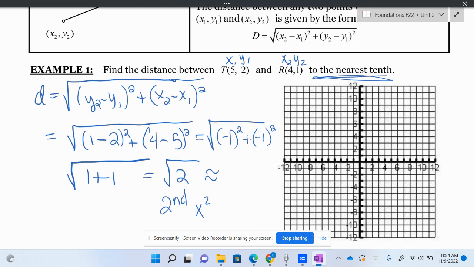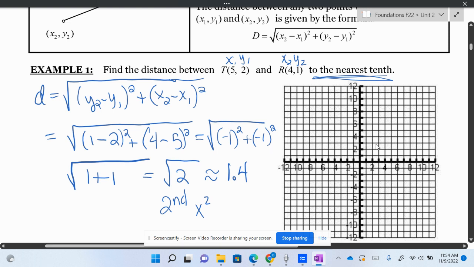So what is the square root of 2? It's 1.4. Notice that I use squiggly equals. What does that mean? About. Good job, Corbett. That's about.